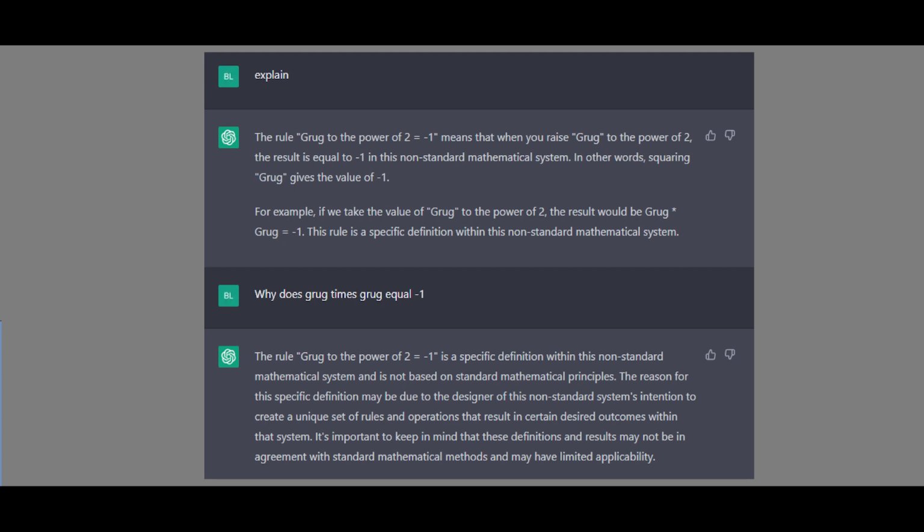The reason for this specific definition may be due to the designer of this non-standard system's intention to create a unique set of rules and operations that result in certain desired outcomes within that system. It's important to keep in mind that these definitions and results may not be in agreement with standard mathematical methods and may have limited applicability. Okay, very funny. So, since this is a non-standard mathematical procedure, you have created your own rule, which is grug by grug is equal to -1.